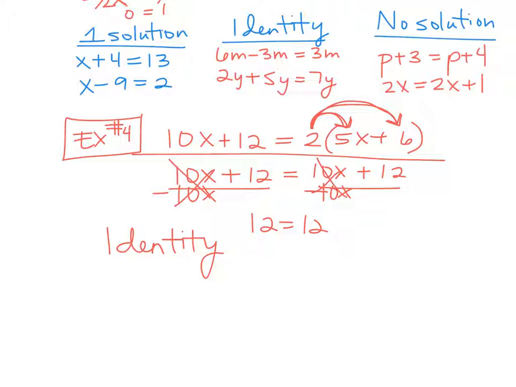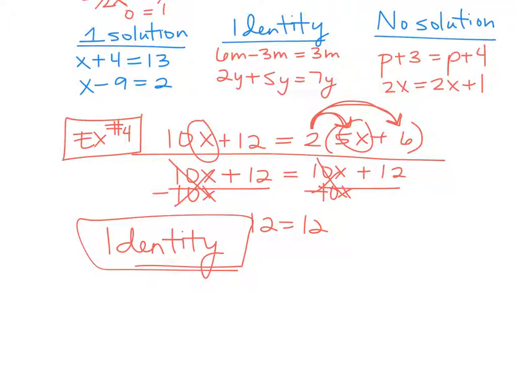You thought it was one solution? No, because you have x's on both sides. So when you move the x's all to one side, they go away. There is no x anymore. If the answer comes out to x equals some number, that's one solution. Okay? So this one would have been an identity.